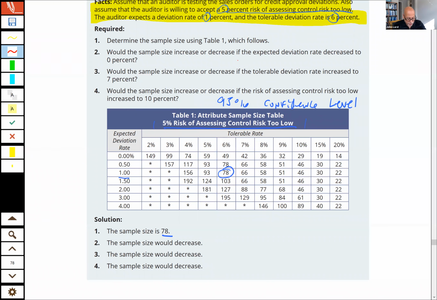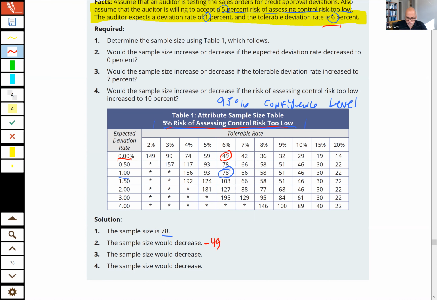Then they start playing with some of these parameters a little bit and want to see if we can figure out what's going to happen to the sample size. So would sample size increase or decrease if the expected deviation rate decreased to 0%? So now I'm looking and I'm saying, hey, I've got a client that's pretty good. And of course, I only have this one table to work with, but we're still at the 95% confidence level or 5% risk of assessing control risk too low. I come up at the 6% tolerable rate, and the sample size does what? It decreases to 49.